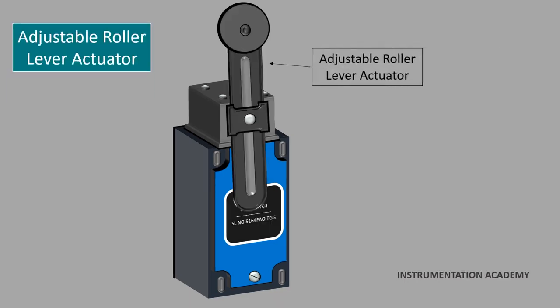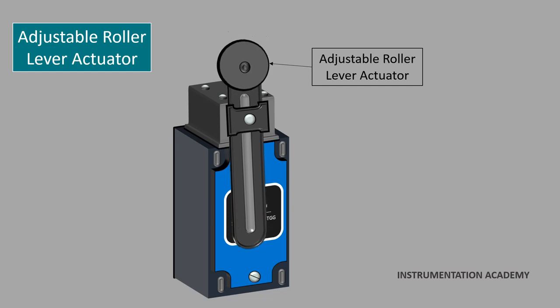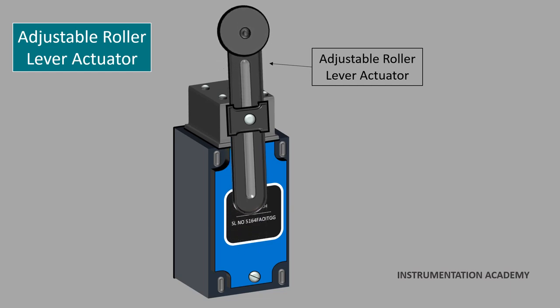Adjustable roller lever. An adjustable roller lever is similar to a standard roller lever. The length of the lever is adjustable from a few millimeters up to 5 centimeters. The rollers are also available in various diameters.